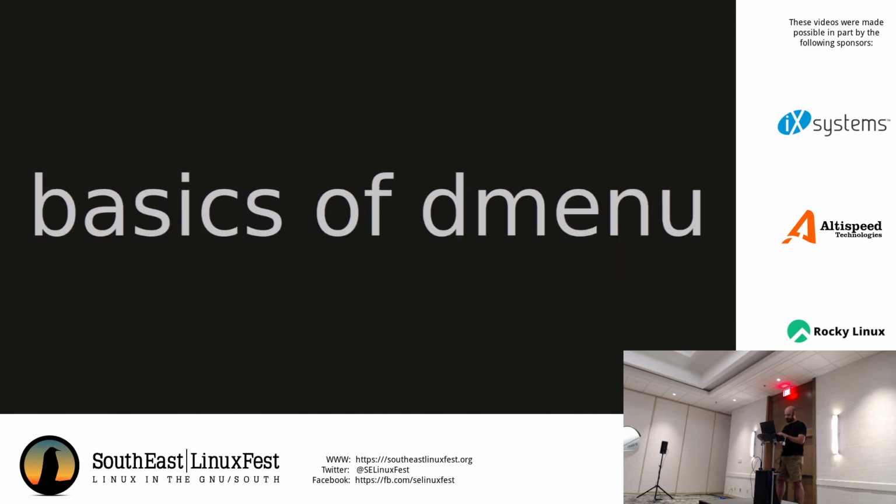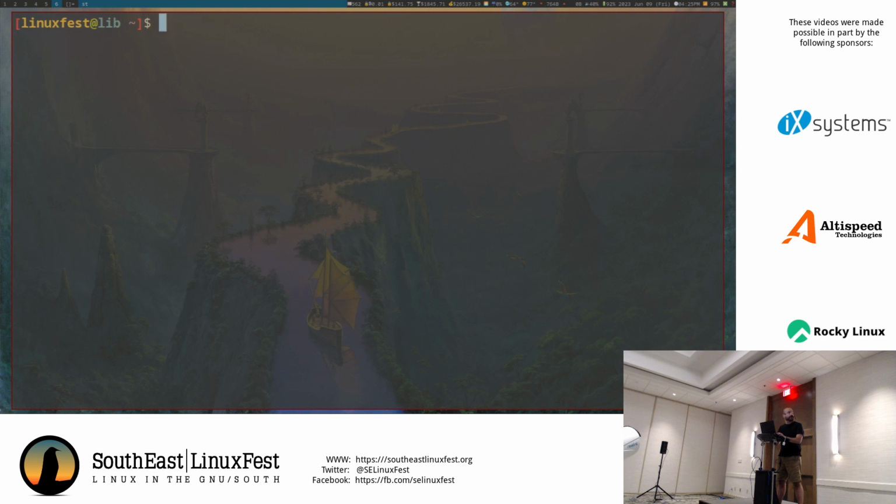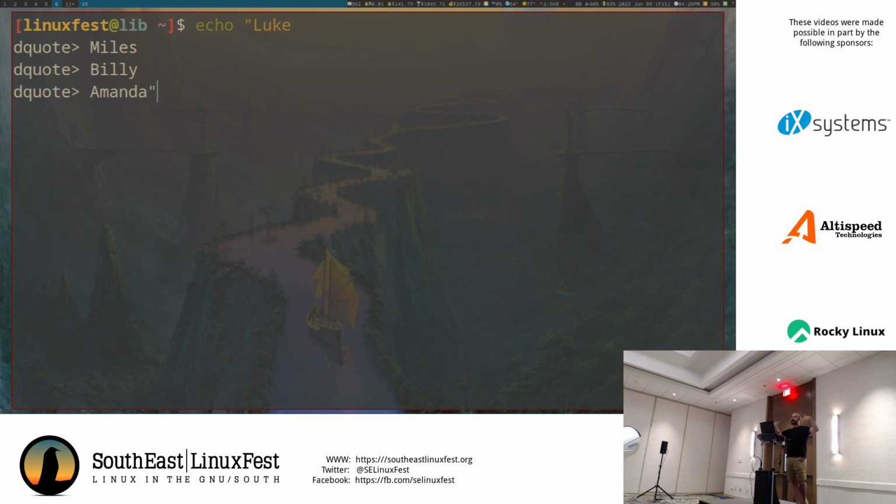So what dmenu actually does is, let's say we just echo some content. Let's have some names. Let's say Luke. Let's say, I don't know, Miles. Billy. Billy's the guy, when I used to teach at university, that Billy was always the example guy, and his girlfriend Amanda, okay? So you can cat a file, or you can echo any kind of content into dmenu, and what that does, you can't see it at the top, is it gives me a menu that says Luke, Miles, Billy, and Amanda, and I can start typing in, let's say, Amanda, and it will pop out, right? So very convenient.